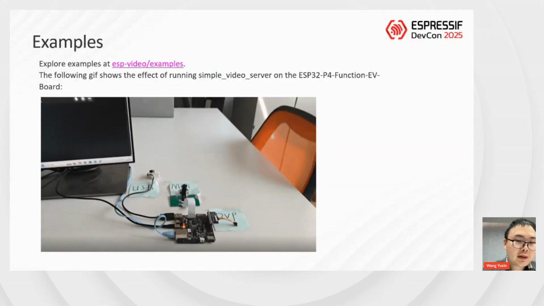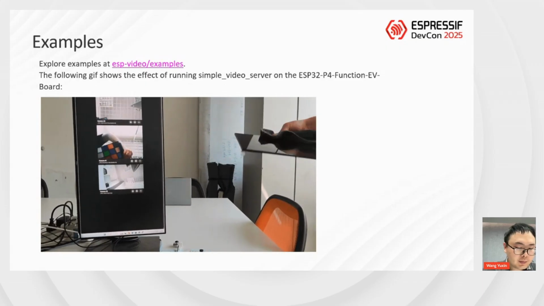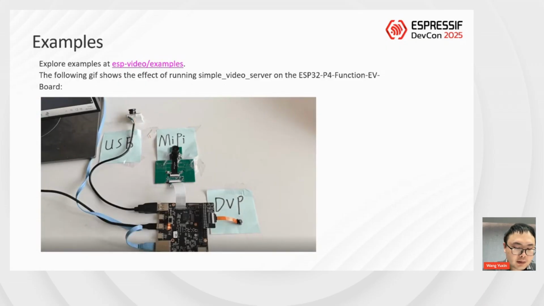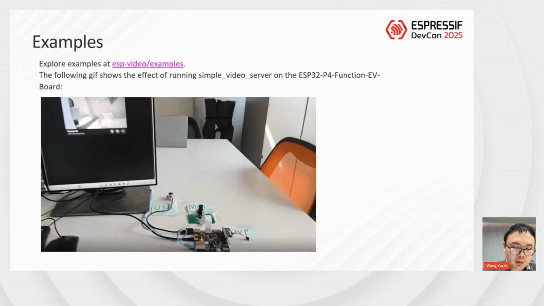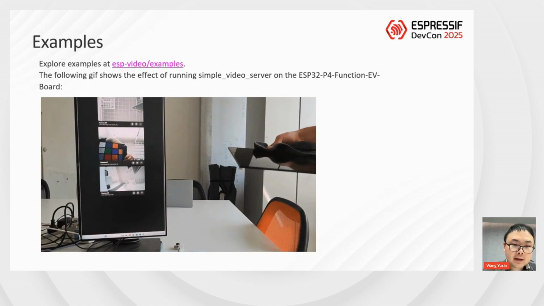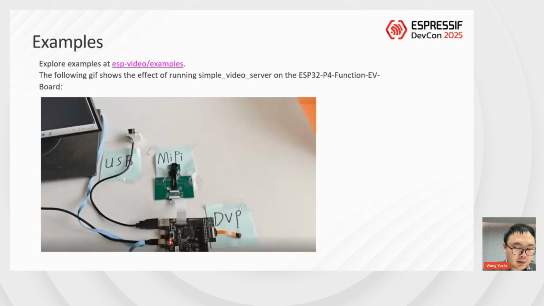Here is a real-world example. We connected USB, DVP, and MIPI CSI cameras to an ESP32-P4 board and streamed all 3 feeds simultaneously to a web page. You can find this and other examples in the esp-video examples directory.